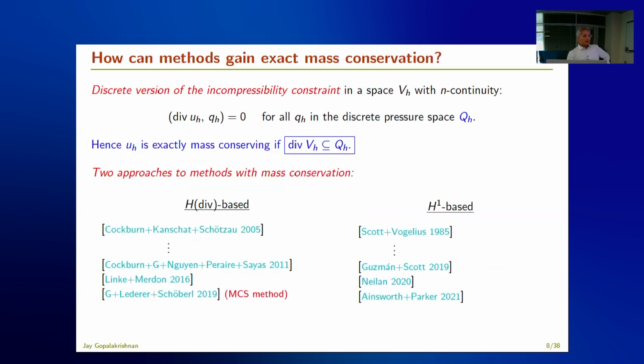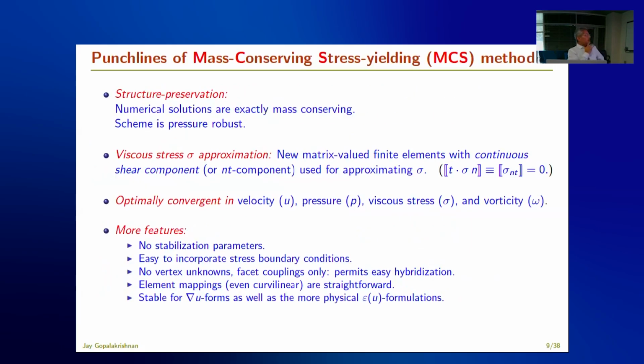Since I want to get into these matrix valued finite elements, I'm going to focus on this category, and the mass conserving stress-yielding method falls into the HDiv-based method category. So here are the punchlines of the MCS method. Before I give you the method, the numerical solutions are exactly mass conserving because we're going to put them in HDiv and we're going to enforce the divergence-free condition exactly.